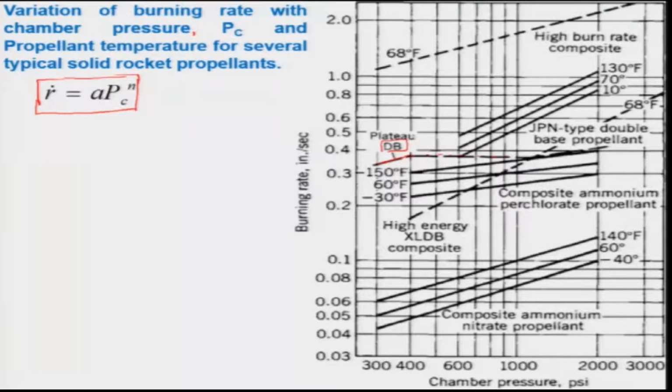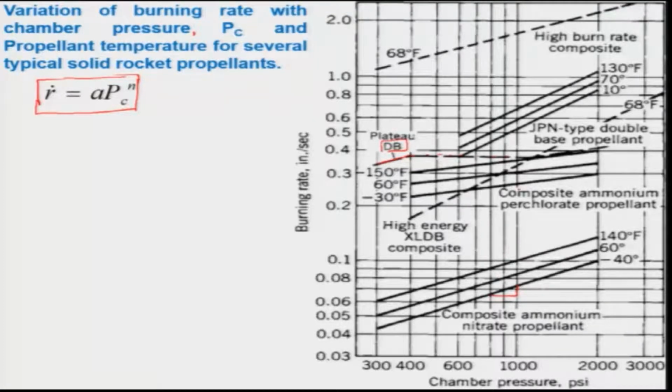And let us now consider the composite ammonium nitrate propellant, which is shown here, where the burning rate increases with the chamber pressure at 40 degree Fahrenheit. Keep in mind this looks to be linear, a straight line, and the slope will have some finite value. And as the temperature increases to 60 degree, the slope remains almost similar, but with an increase in the burning rate, and so also with further increase of propellant temperature to 140 degree, there is similar behavior, but with increase in burning rate.